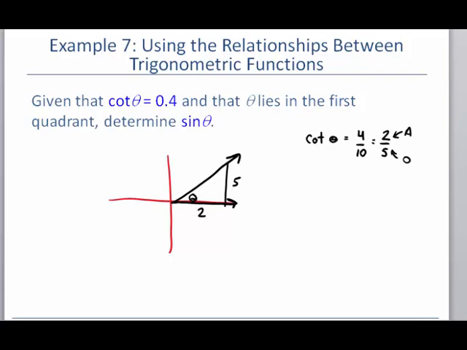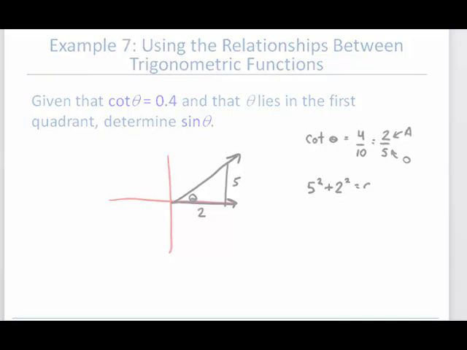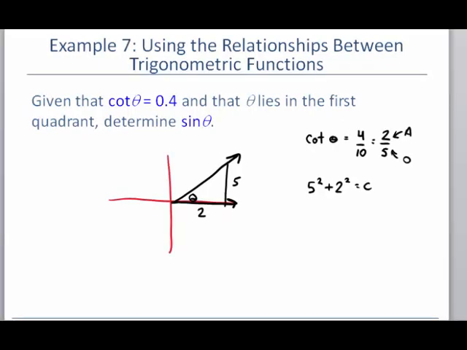And we could use our Pythagorean theorem to find the missing side. So we could say 5 squared plus 2 squared is equal to c squared. So 25 plus 4 is equal to c squared. C squared is then equal to 29. And our hypotenuse would be the square root of 29.